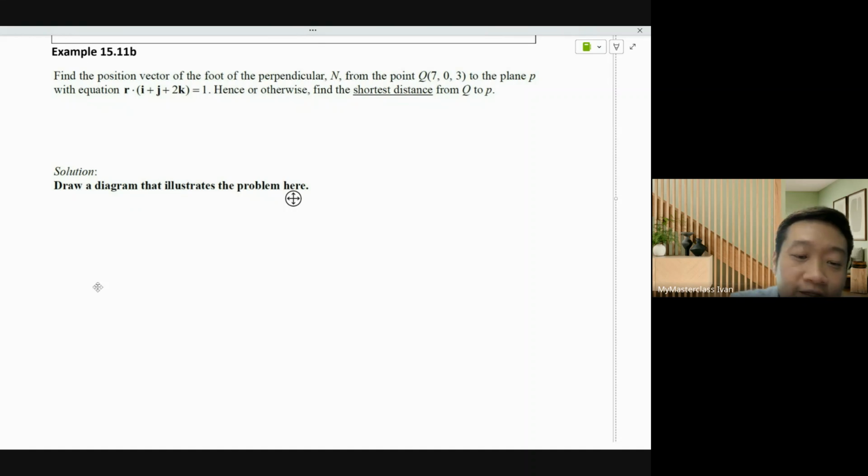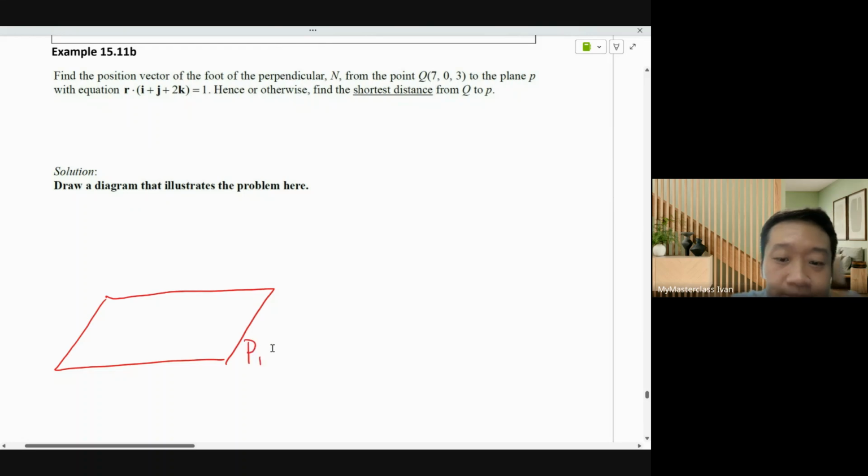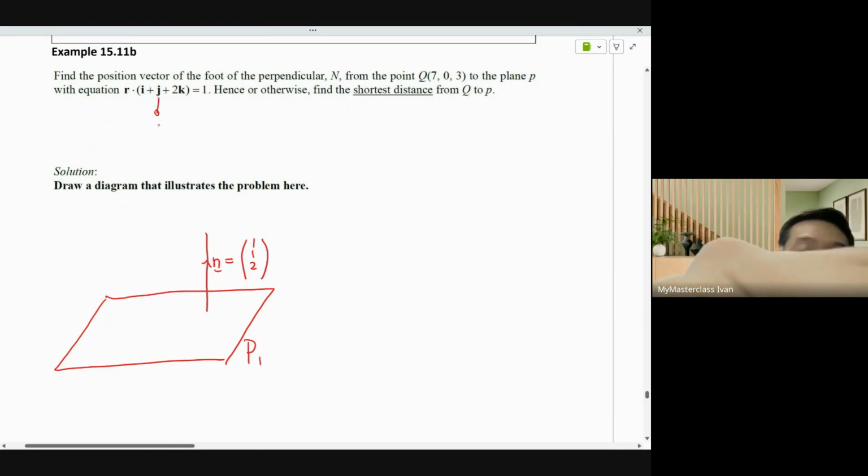Firstly, when you draw the plane, it's like a piece of paper. Draw a piece of paper like that, and put it as P1. Then the next thing is to label the normal, and write what the normal equals. Tracy, what's the normal equal to? Very good, (1, 1, 2), because there is r dot n, so this is always the normal. Now, from the point Q, label this Q here.